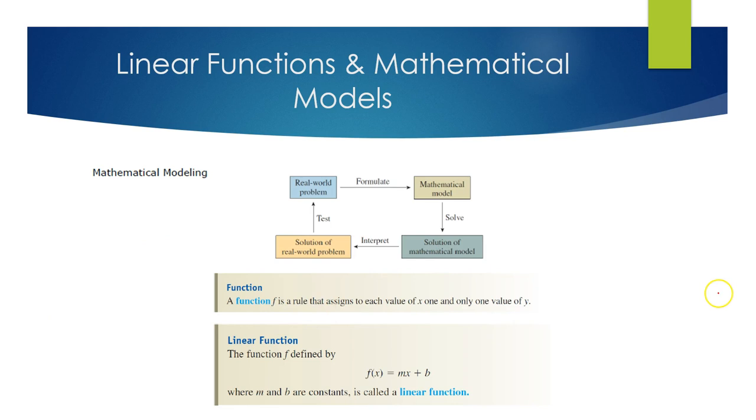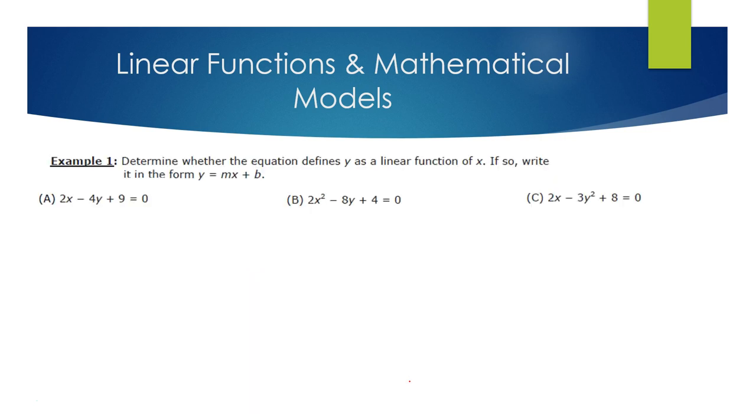A linear function generally has the form f of x equals mx plus b, where y is being replaced by f of x. Really not much different. When we do a graph of lines, y is being treated as a function of x to begin with. So for our first example, determine whether the equation defines y as a linear function of x. If so, write it in the form y equals mx plus b. Let me give you a moment to think about that and answer these following questions.